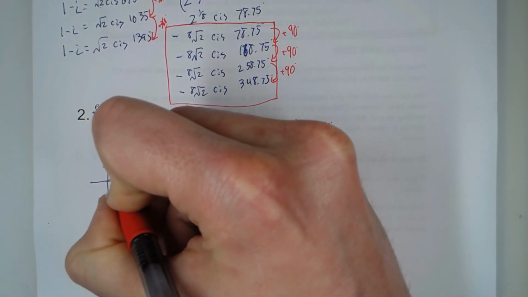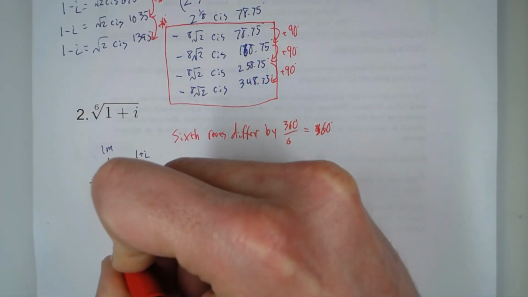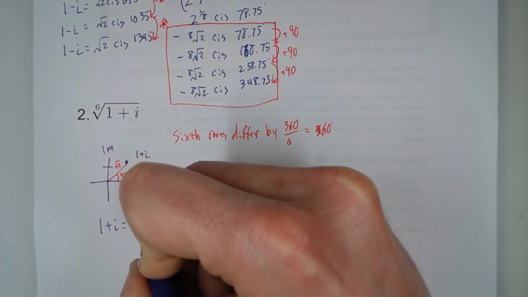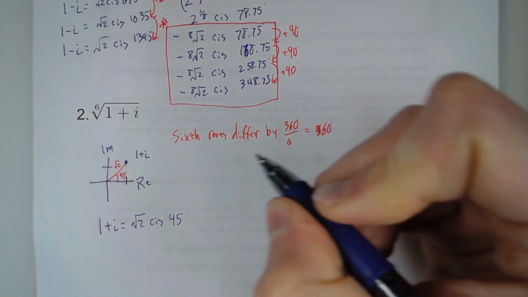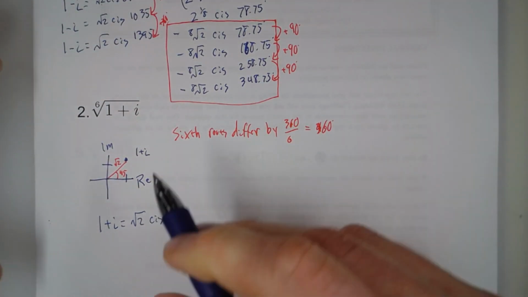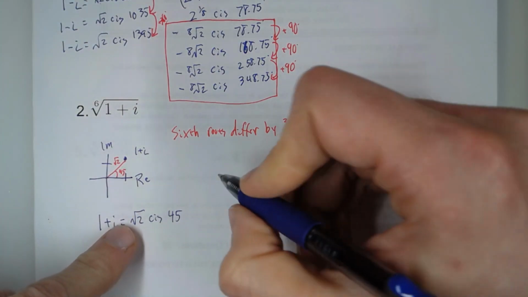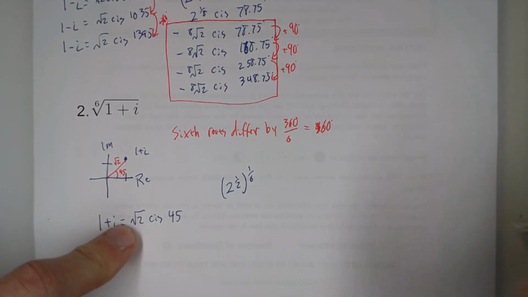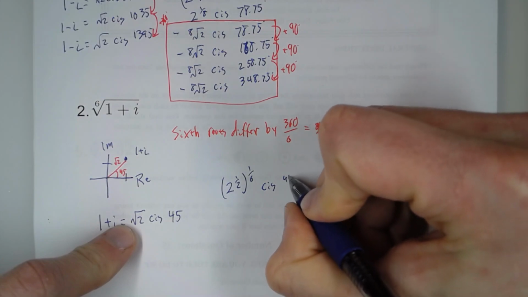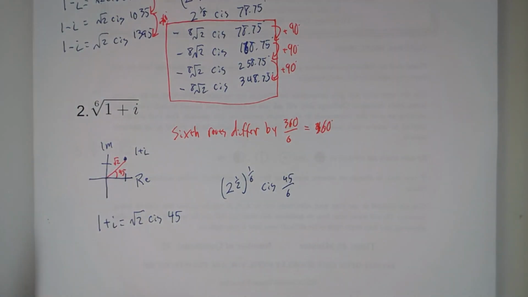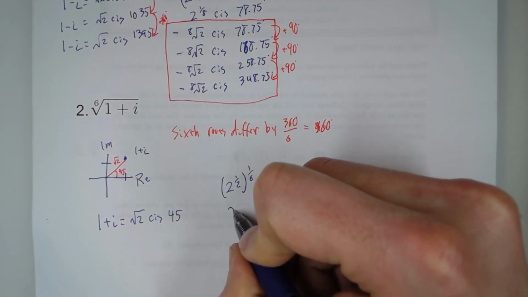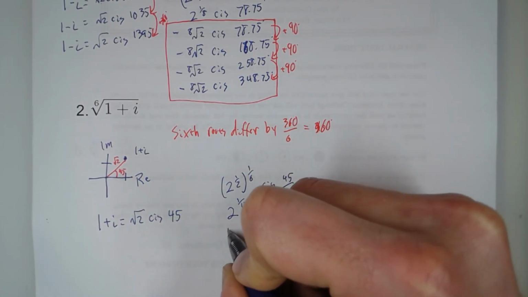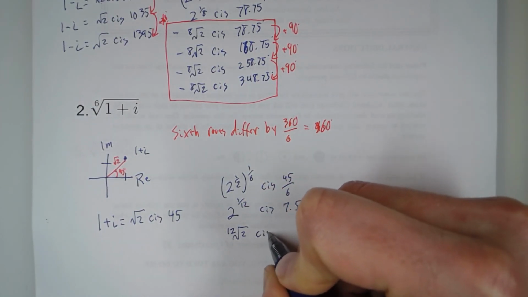So our magnitude is square root of 2, and our angle is 45. So 1 plus i equals square root of 2 cis 45. I'm taking the sixth root, so I'm going to take this, which is 2 to the 1/2, and raise it to the 1/6 power. And then I'm going to take 45 and divide by 6. So I have 2 to the 1/12 cis 7.5, which is the 12th root of 2.